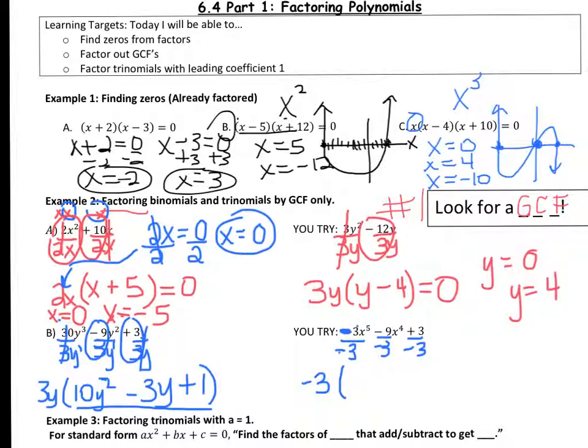Negative 3 divided by negative 3 is positive 1x to the 5th. Negative 9 divided by negative 3 is positive 3x to the 4th. And last, we'll have minus 1.